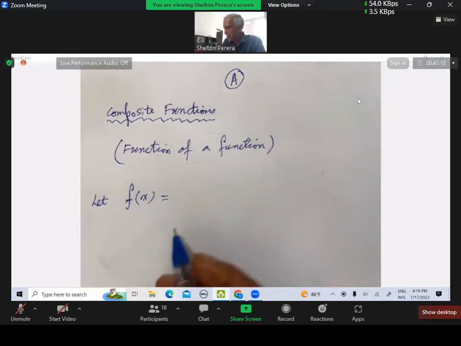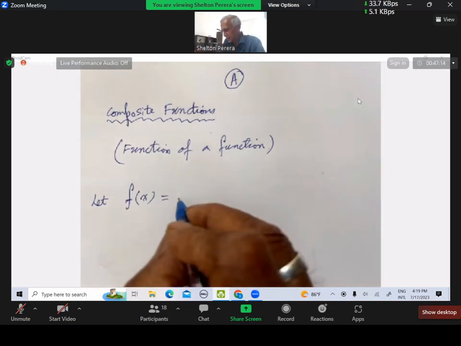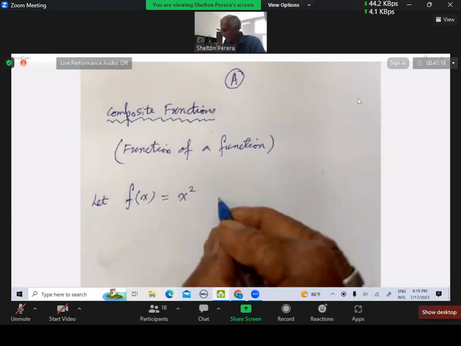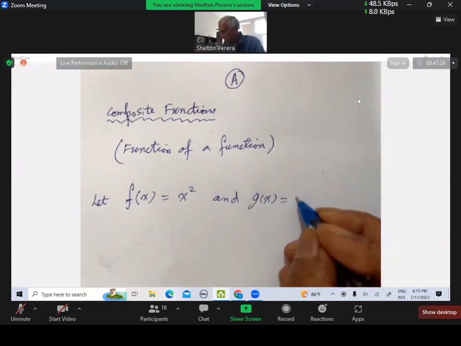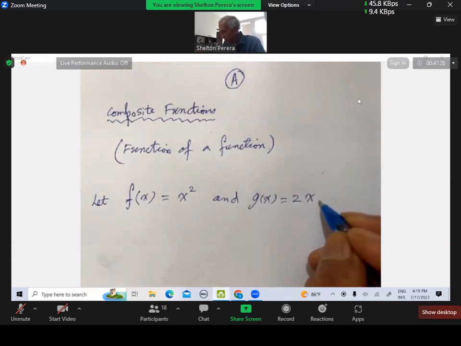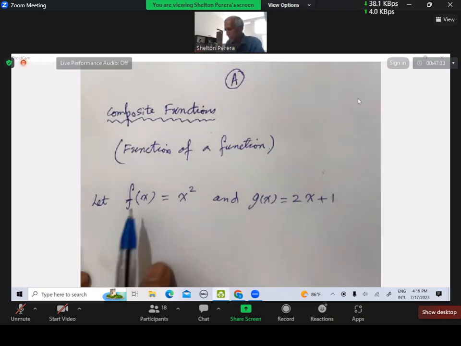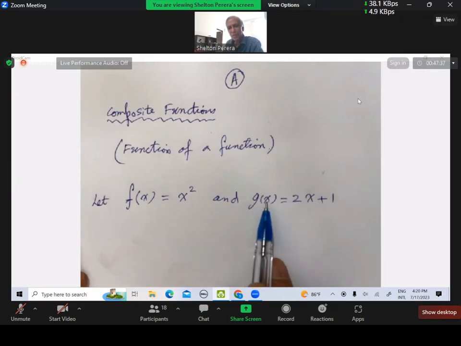So f of x equals, give me an example of a function. Say something like x squared, and let us say g of x. I'm doing it in the simplest form. G of x equals, let us say, 2x plus 1. Now input x produces output x squared. Input x here produces twice the input plus 1 as the output.